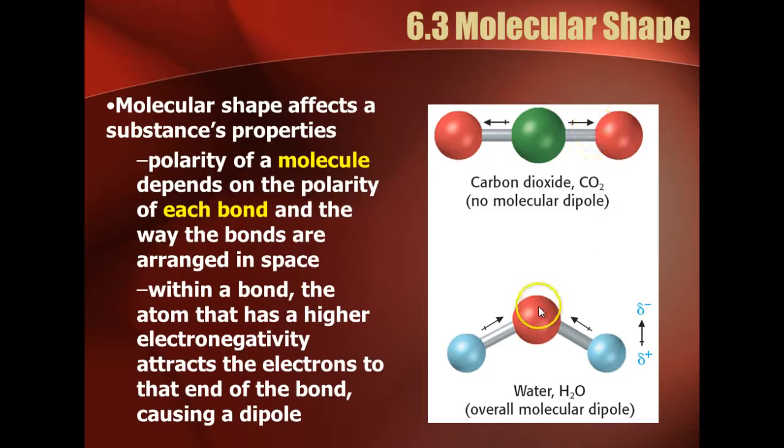Now let's look at water. We have oxygen in the middle and hydrogen on each of the two ends. Again, water is made up of hydrogen and oxygen. When we look up the electronegativities, hydrogen is 2.1, oxygen is 3.5. Subtracting those, we get a difference of 1.4. So we know that this bond is very polar, and so is this one.